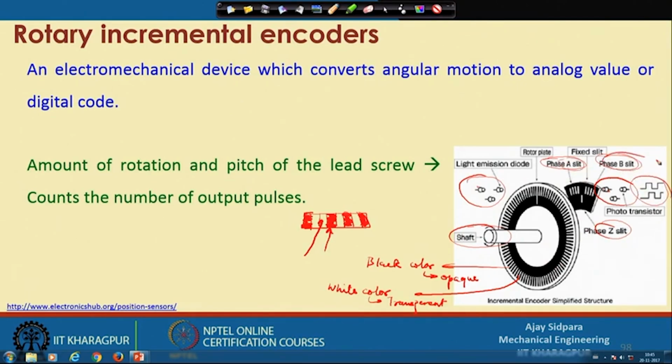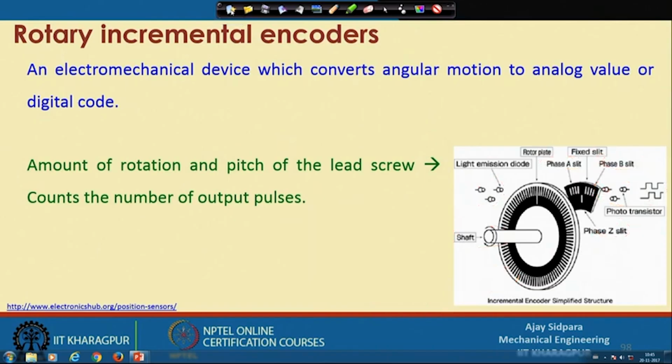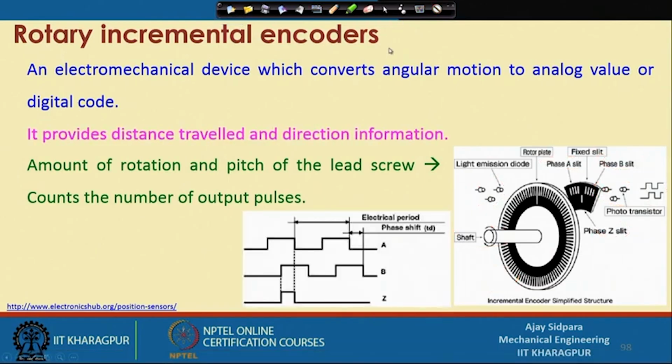Why are we using slit A and slit B? Let us see this diagram, right. So, this is the signal. Now, this is what we are talking about, right. This is the signal of A. So, let us write here A, B and Z.